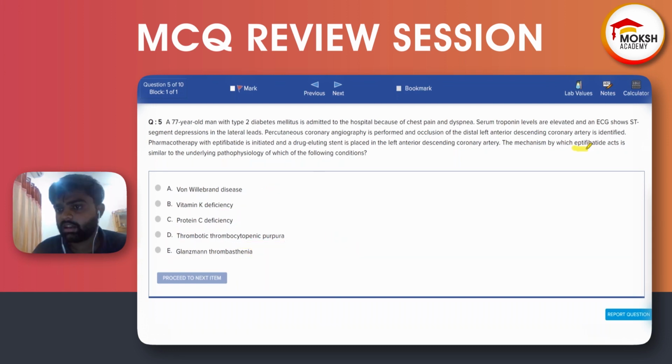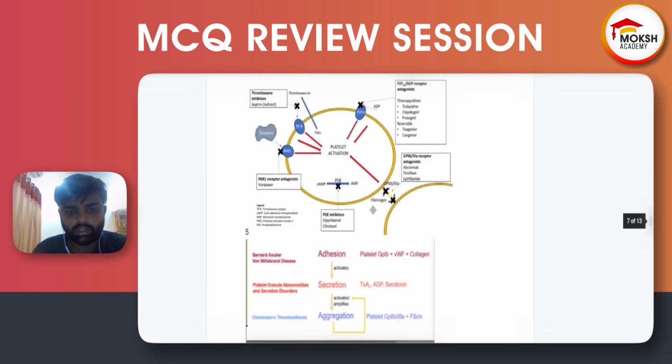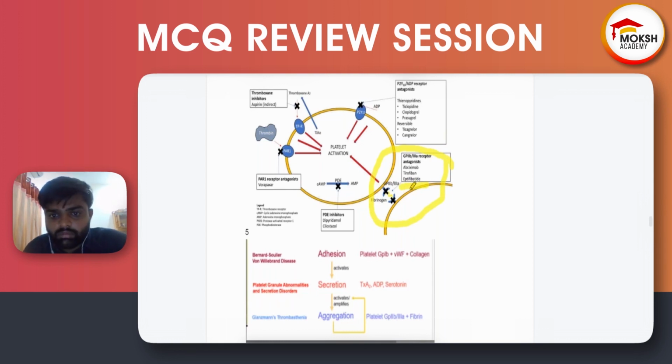Okay, eptifibatide has a mechanism of action by blocking. You can see in this image, wait, I'll pull up the image. Here you can see they have GP2B3A receptor antagonists. One of them is eptifibatide. This blocks the GP2B3A. Remember, there is adhesion, secretion, and aggregation.